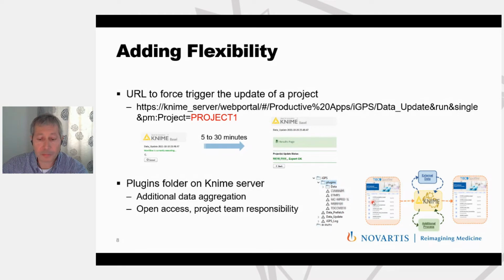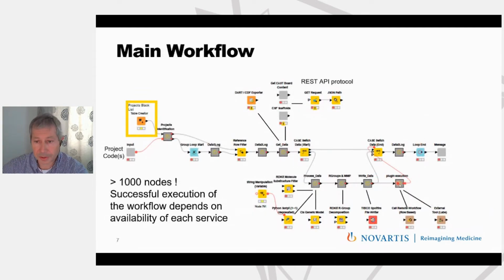To enable a plugin workflow for a particular project, it just requires adding a workflow in a specific folder on the KNIME server and naming it with the project code. And in the workflow I just presented, this step checks that a plugin workflow exists, and if it is the case, then this node called remote workflow is used in order to execute this workflow at this step.